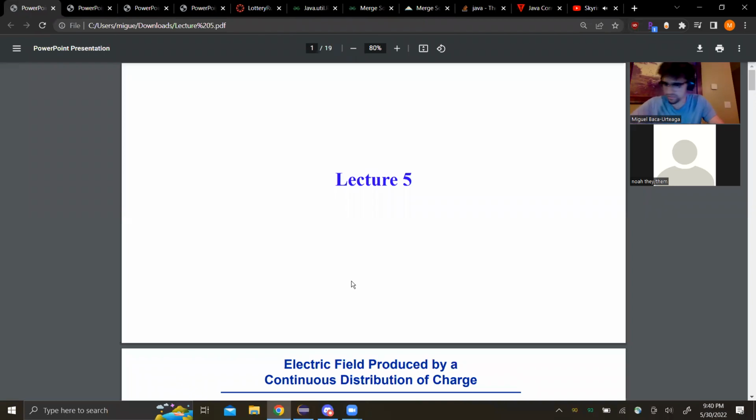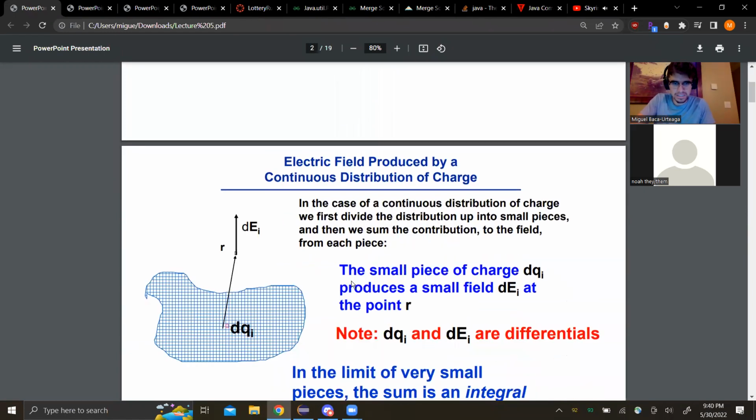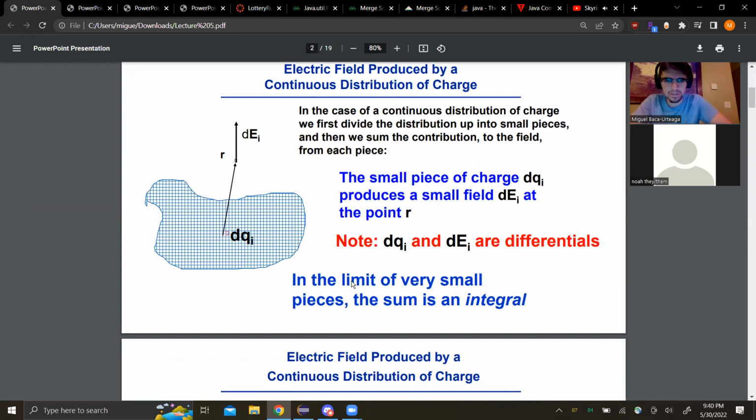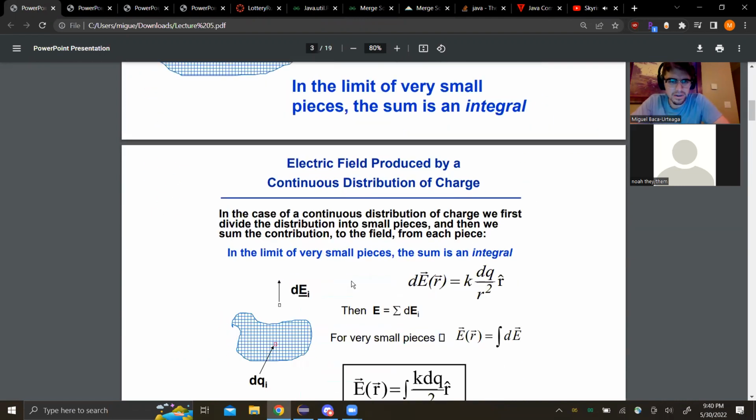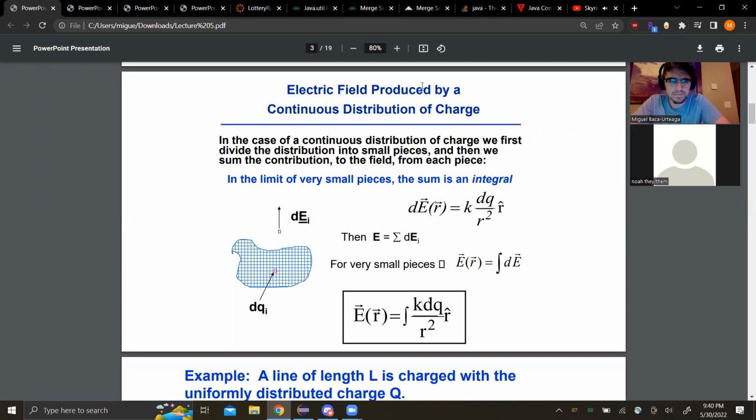All right, lecture 5, which I think we've agreed is chapter 2. Okay, 22.5 is the electric field. So that is this. I think we said we also went over this last week.